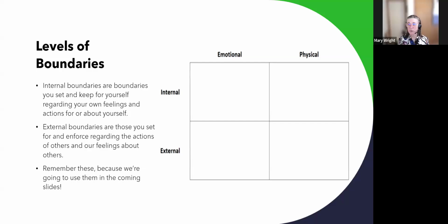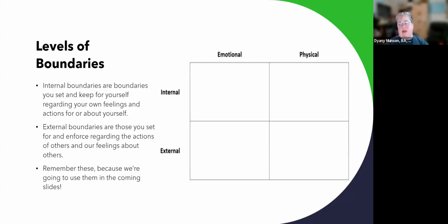Dyany, I did put a link to the boundary level and type handout in the chat. So people can just go ahead and click on that link and bring it up. It's a cheat sheet to refer back to during the scenarios. Excellent. I just saw somebody bring their phone up earlier to take a picture of a screen. I assume that's what they were doing, and so I was giving that as an option.